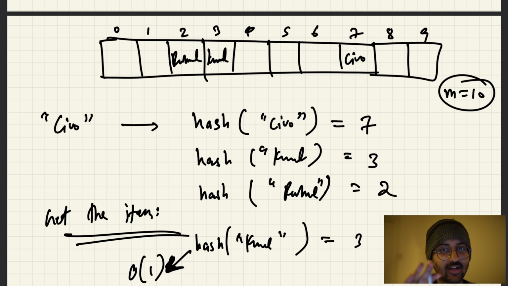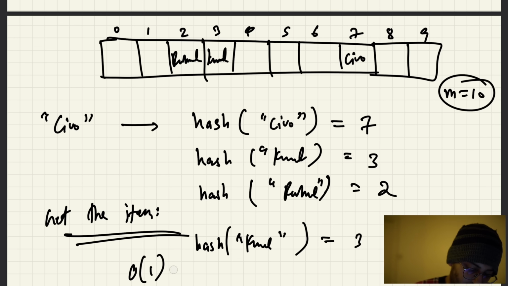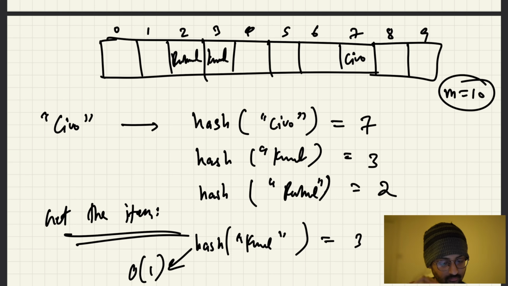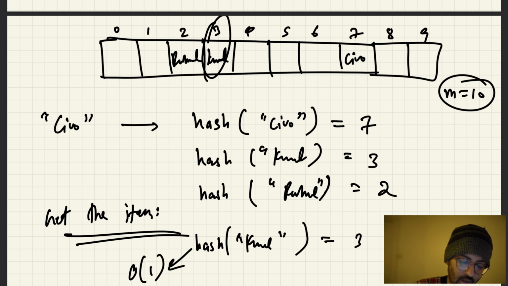For now, just think constant time. Okay. For now, let's imagine it's all constant time, the hash function. It's giving me 3. So in constant time, you will be like 3 and you will be like, okay, yeah, it exists. So that's how we are solving the problem of getting stuff in constant time.